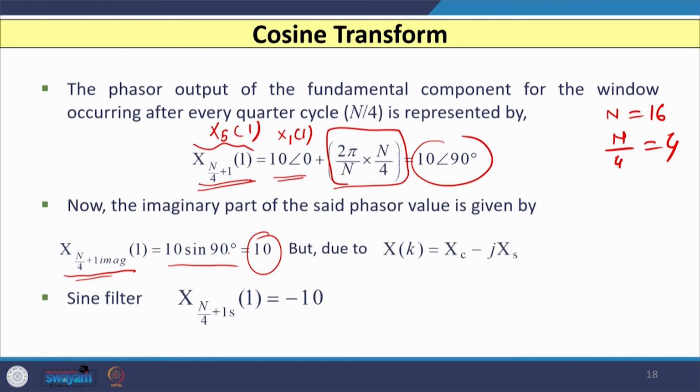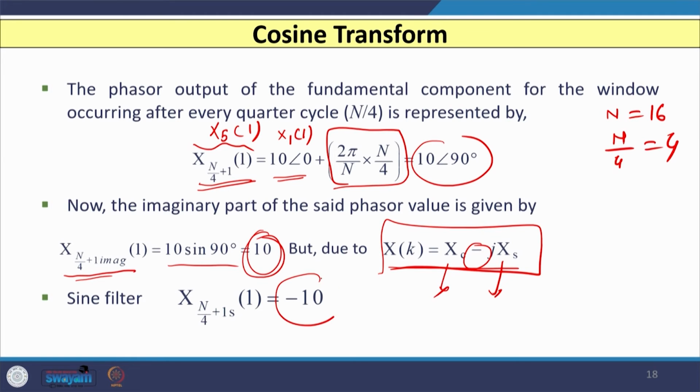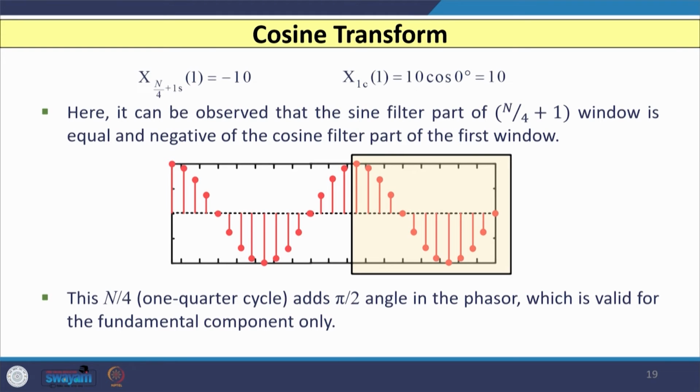But as I told you earlier, our original equation B is xc minus j xs. So, the cosine filter is okay, but for the sine filter you have the negative sign, that is why this value we have to consider as minus 10. So, we have the x of n by 4 plus 1 sine term of the fundamental, that is minus 10, and we have the x 1 cosine term of the fundamental, that is 10.